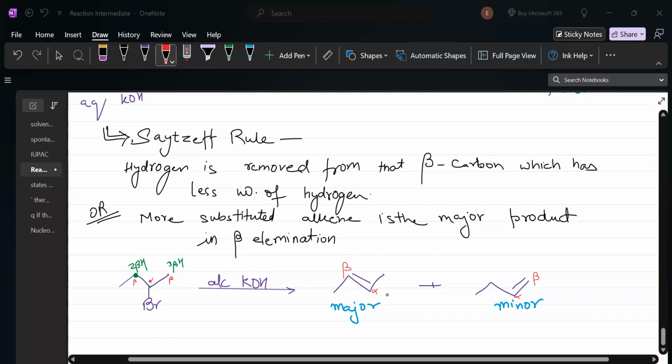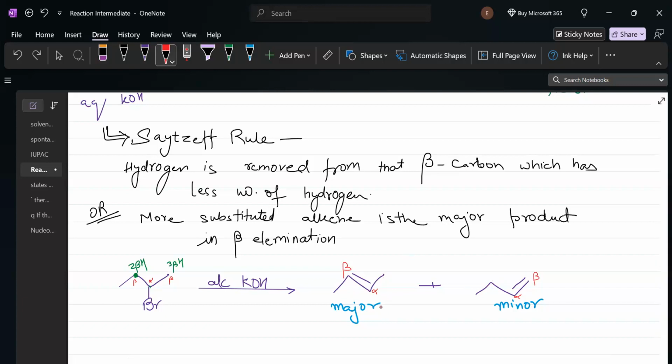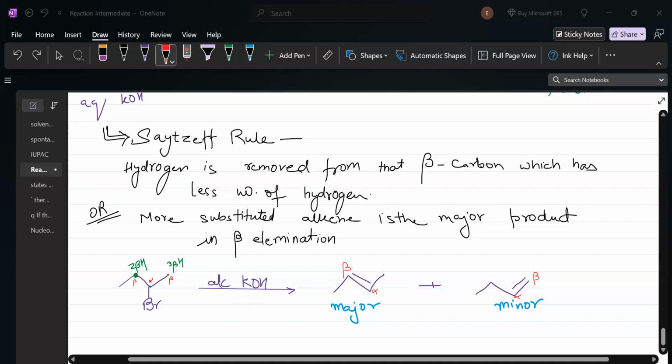Because 1, 2, 3, 4, 5, 6 alpha hydrogens are present here, and here only these two alpha hydrogens are present, right? So this one is more stable, so the major product will be this only. From that, another definition has been deduced: the more substituted alkene is the major product of beta elimination, because this alkene is more substituted. But just remember the first point only, and the teacher will give you full marks. Don't worry about it.